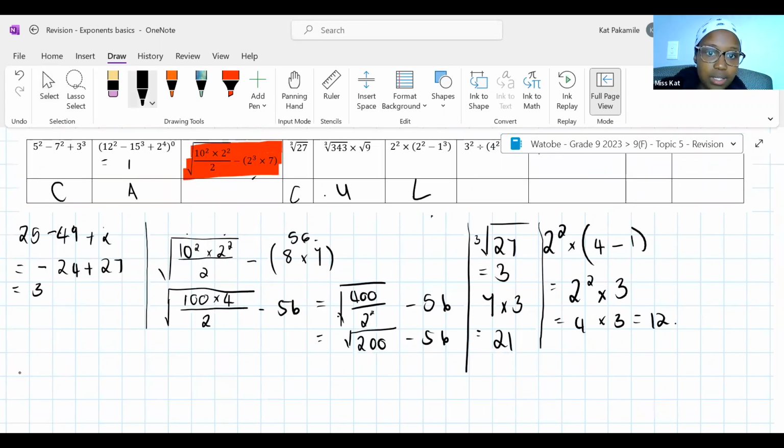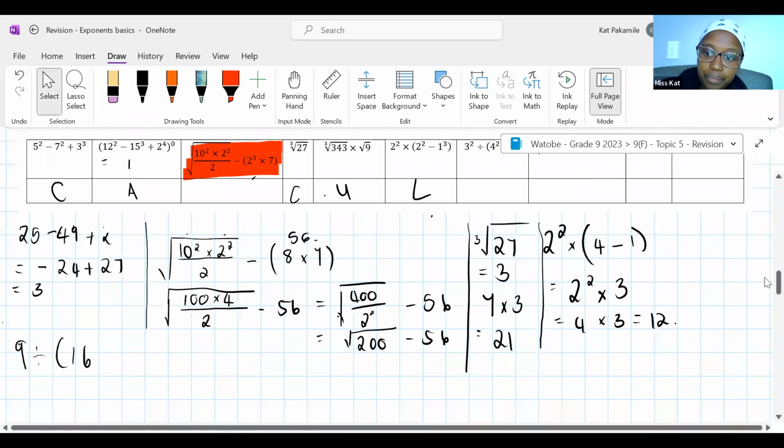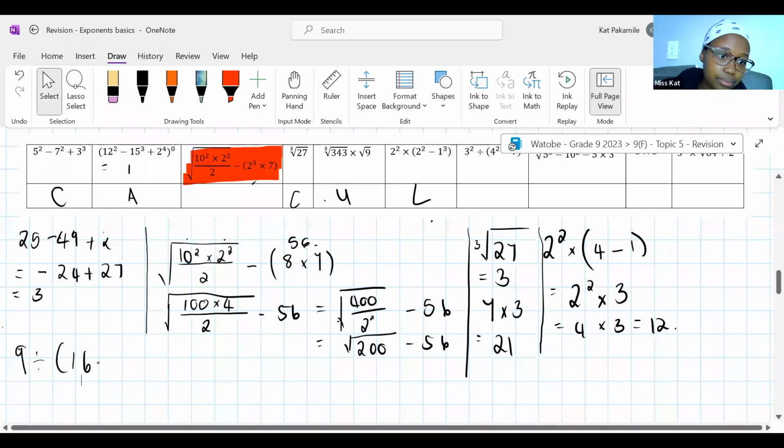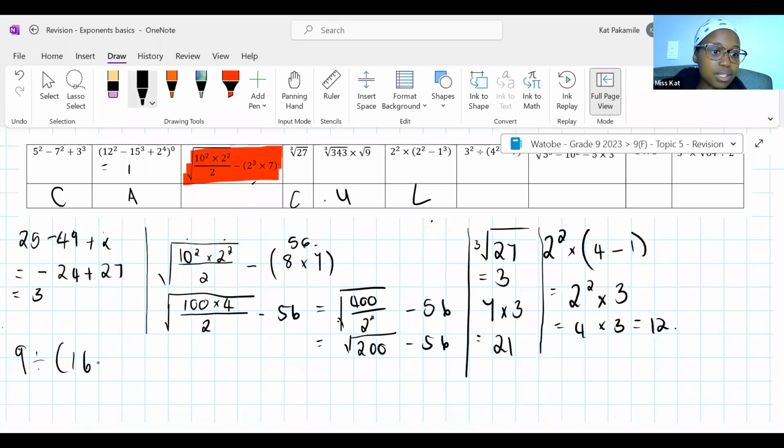So the next one was 3 squared, which is 9, divided by 4 squared, which is 16, minus 7. So 16 minus 7 is 9 again. So we end up with 9 divided by 9, which is 1.